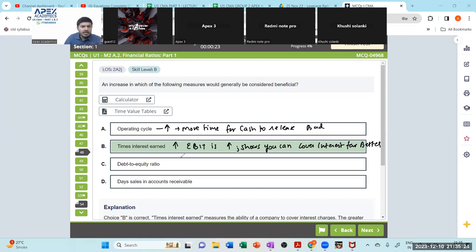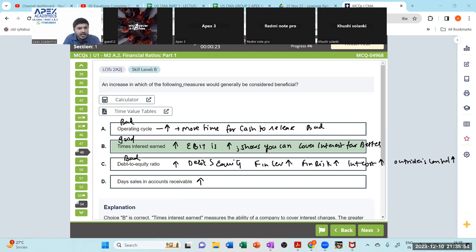far better. Debt to equity, if this gets high, then debt is greater than equity. Financial leverage will be high. Financial risk will be high. Interest cost will be high. Outsiders control will be high. This is very bad. This is also bad. This is good. This is bad.